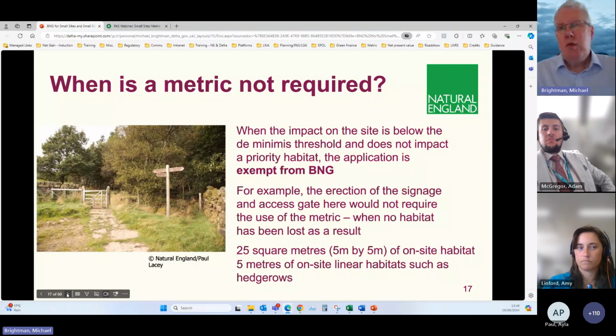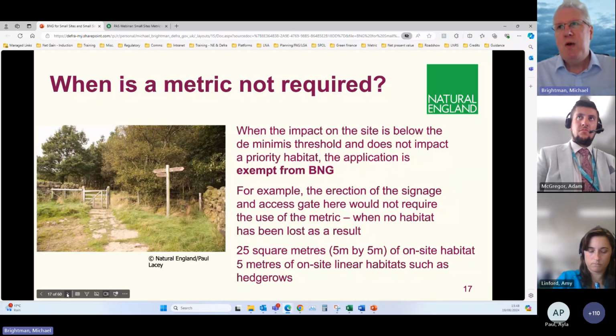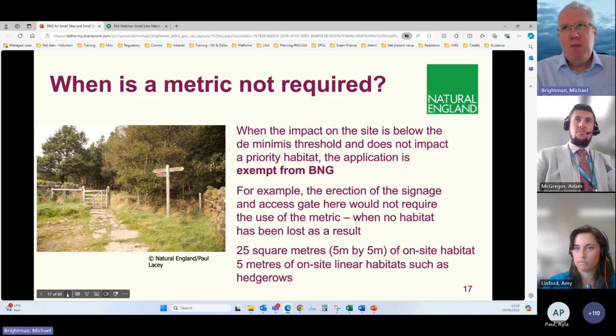So first of all, before we start looking at the metric again, let's look at when it's not required. One of the exemptions for biodiversity net gain is the de minimis threshold, which is 25 square meters of an on-site habitat or 5 meters of an on-site linear habitat, such as hedgerow. So when the impact on habitats on a site is below this de minimis threshold, the development is exempt from biodiversity net gain. It might be that you have a large development site, but where the impact is less than 25 square meters, the de minimis threshold is reached.